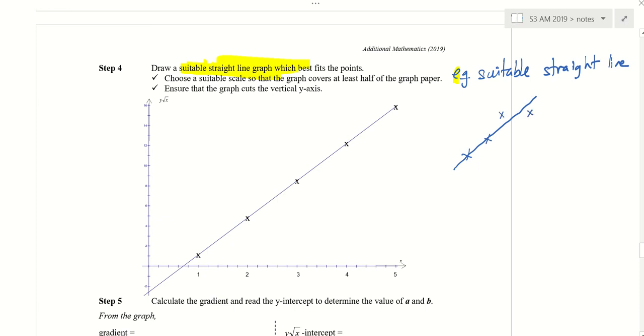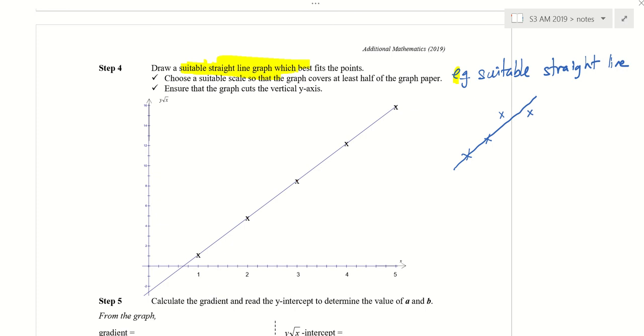Now, later on when you draw the graph, you will realize, hey, there is no way I can put a straight ruler that will join these 4 points together. If I join, it will be like that. Okay? So a suitable straight line means the total distance on top must be equal to the total distance below the graph.